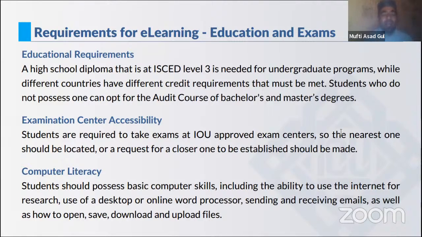So you can just ask in the respective departments wherever you want to take admission, and then go to the IOU website as well. Regarding the examination center, IOU has some approved examination centers, and the nearest one should be located. You can request the closer one, saying this center is quite close to me. For example, in Gambia we have so many centers, or in Ghana we have a center. So for the city in which you are living, or in Nigeria, if we have a center in Abuja and you are living in Abuja, you can just request that you want to have an exam in Abuja. So we can arrange that. That's not a big deal.